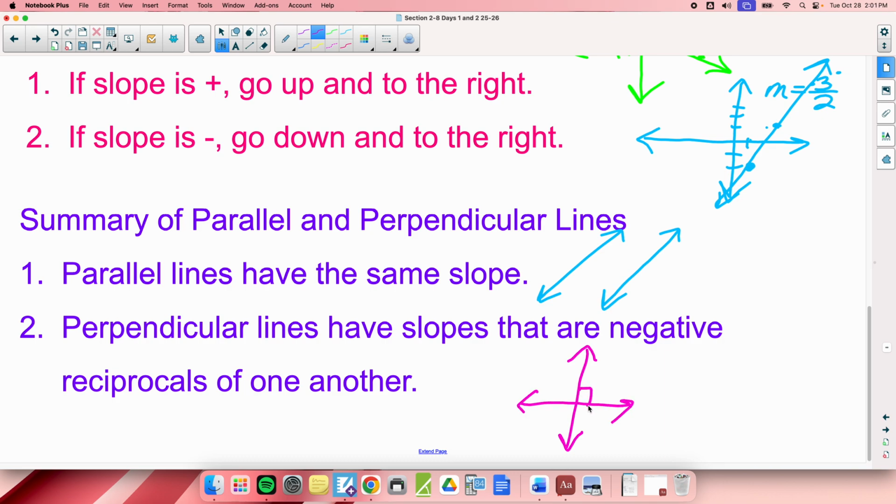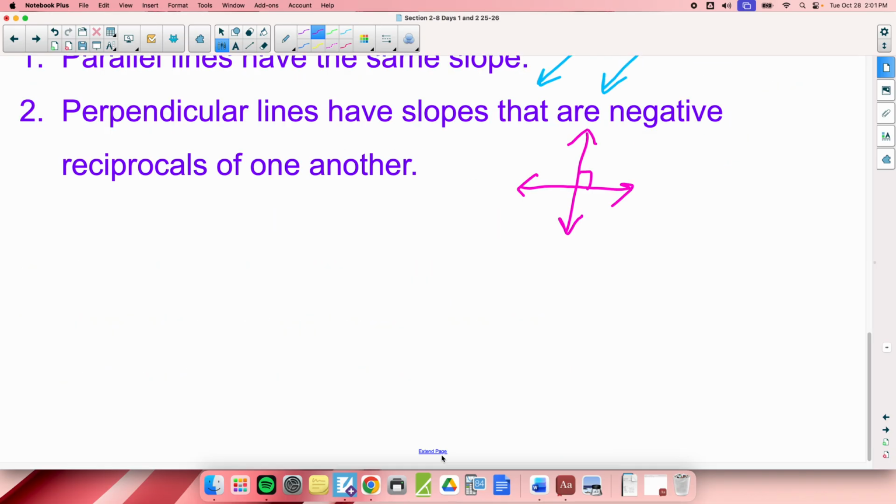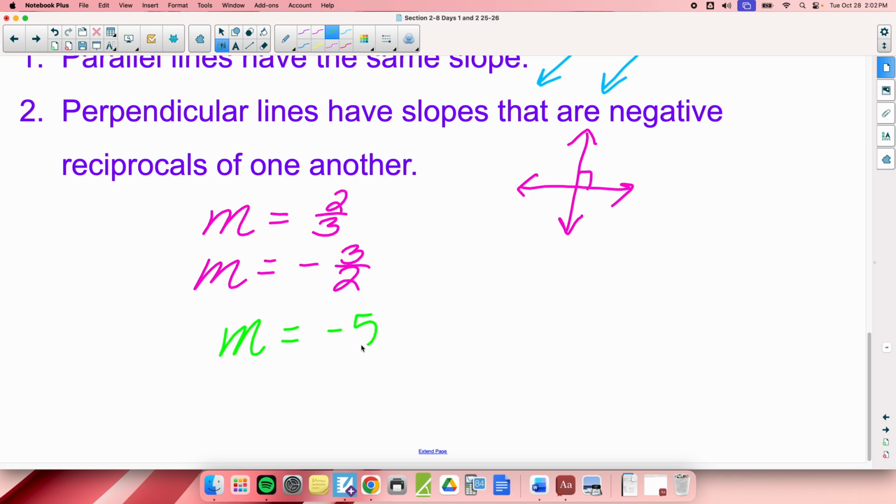And how you know that two lines are perpendicular is they have slopes that are opposite reciprocals or negative reciprocals. So what I mean by that, maybe one of them is 2/3. The other one would be opposite in sign, so negative, and then it would be the reciprocal of that, which is 3/2. They meet at a right angle. Okay? What is the opposite reciprocal of -5, do you think?